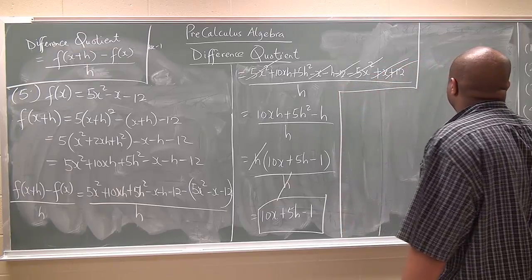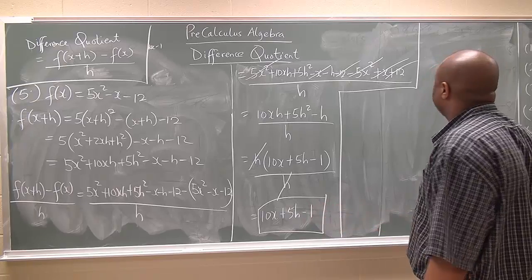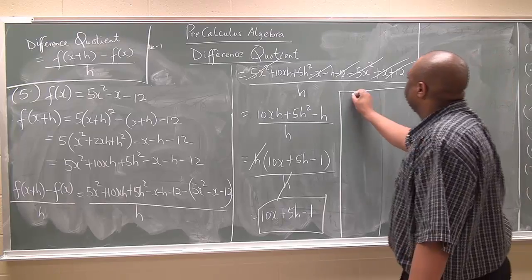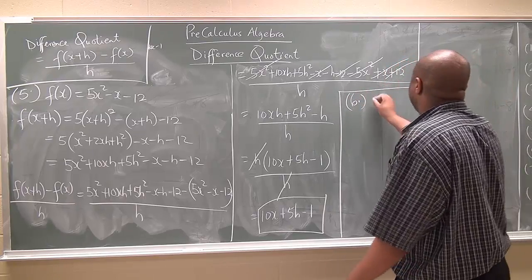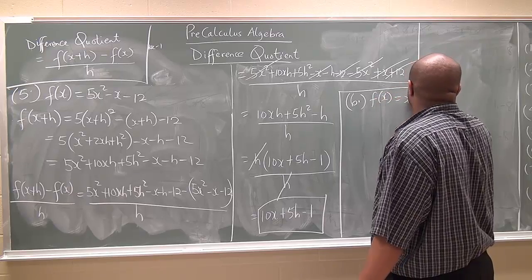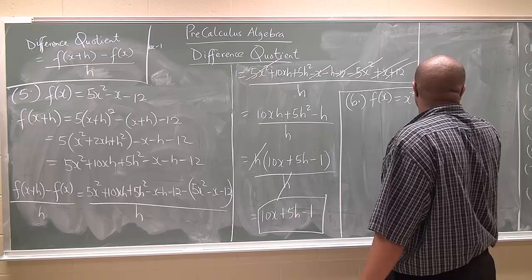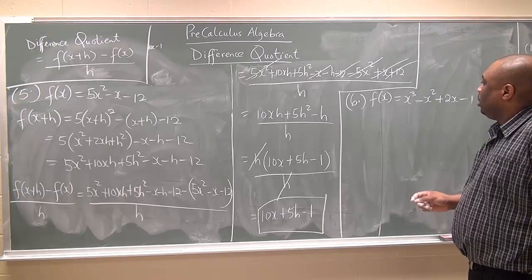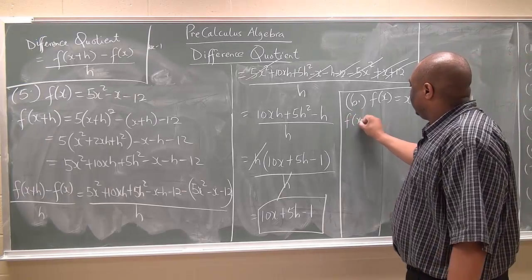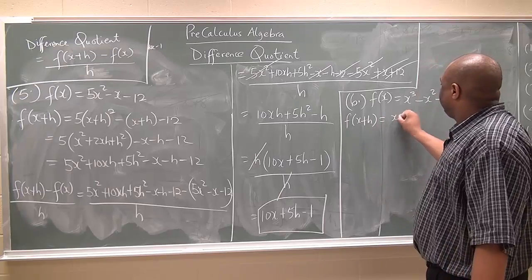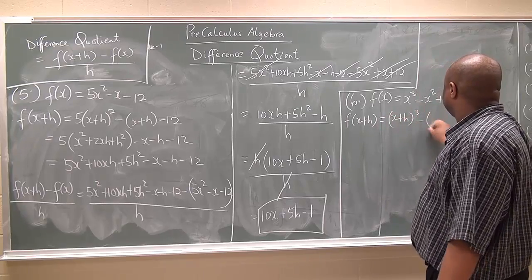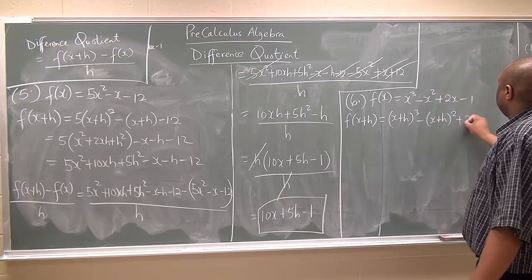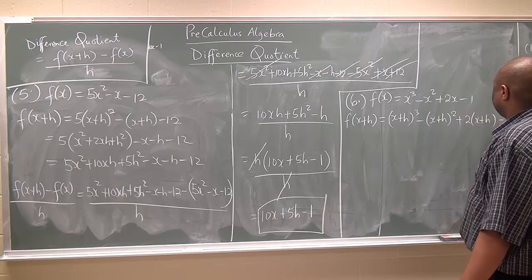Let's do the last one in this video session. Question 6. F of x is x cubed minus x squared plus 2x minus 1. Now that's a cubic function. So f of x plus h will be x plus h all cubed, minus x plus h all squared, plus 2 times x plus h, minus 1.